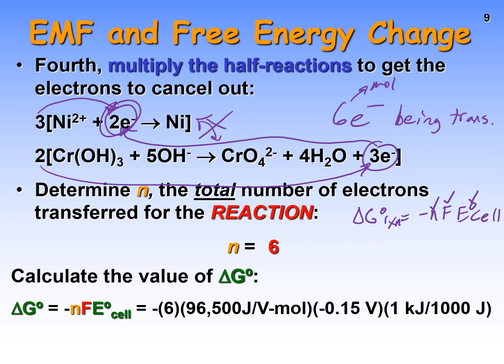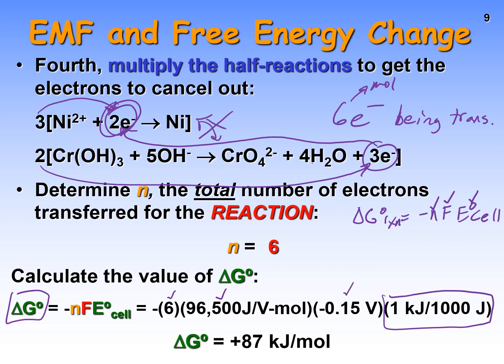All right. Now you have to be careful here. Generally, delta G is given in kilojoules, so that's what this part here is. I'm just converting to kilojoules. But I have 6 moles of electrons times Faraday's constant, which I rounded a little bit, times our E naught cell. And we get positive 87 kilojoules per mole as our answer here. And this is how we can go between the two.